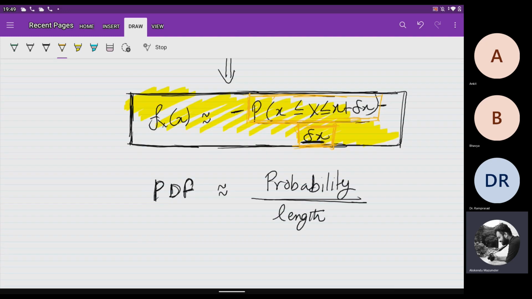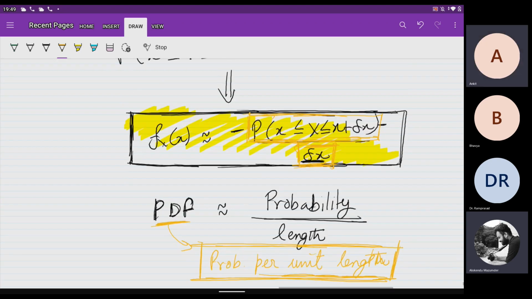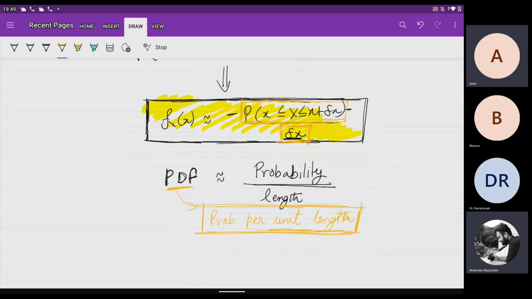So the main idea behind PDF is that a PDF is basically defined as probability per unit length. The PDF will never give you the probability itself, but it will give you an idea about the probability per unit length, or per unit space. So it's basically a density quantity. Am I clear on this? Okay, so this is the basic notion of probability density functions.